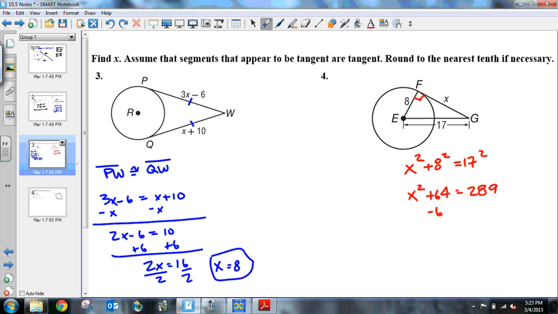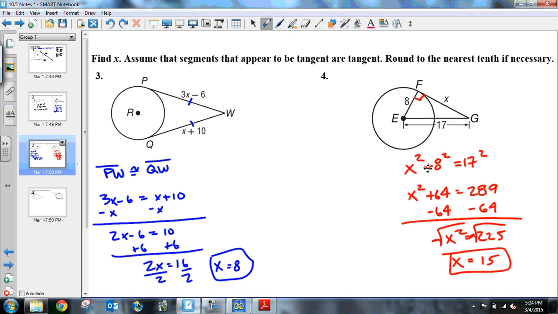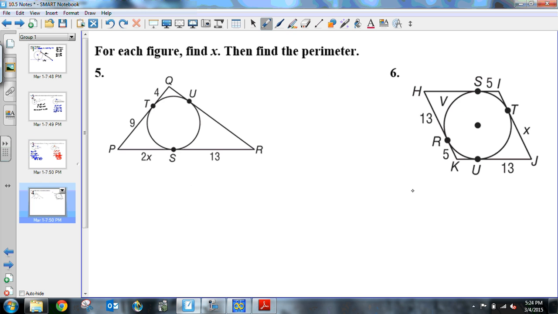Okay, if I subtract 64 on both sides, then I end up getting that x squared is equal to, oh, what is that, 225? Okay, and if I take the square root of both sides, then I end up getting that x is equal to 15. So just using the pictures, I can set up an equation and solve for x. So that's the expectation. The next thing we have is something a little bit different.